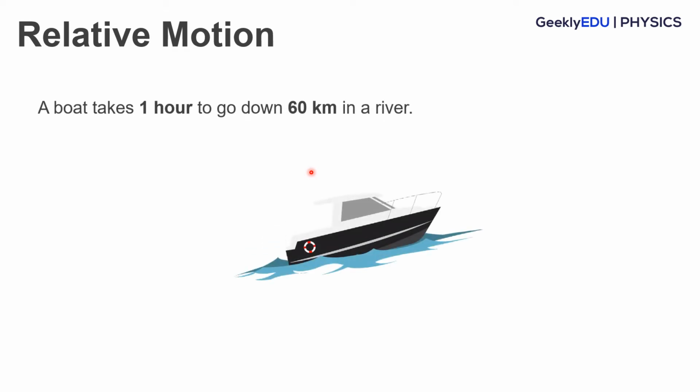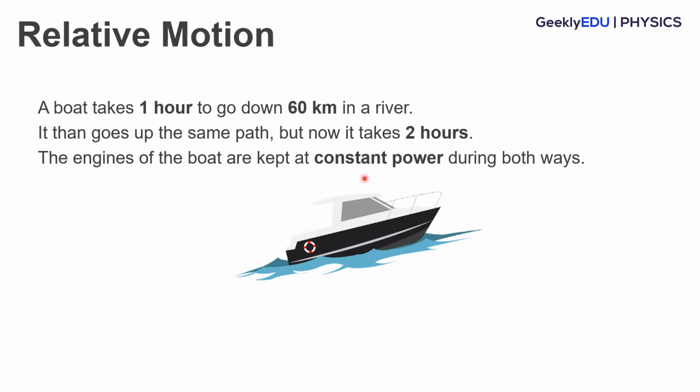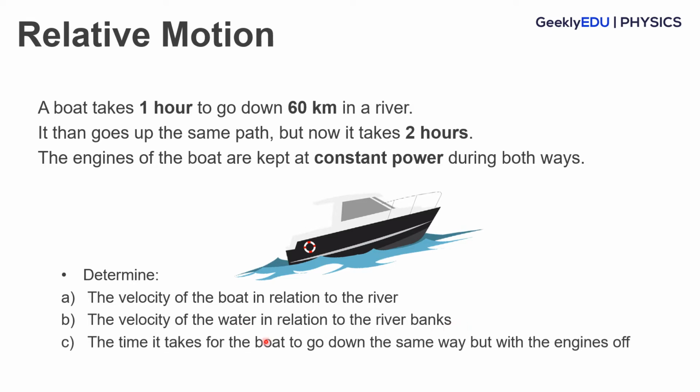We have a boat that takes 1 hour to go down 60 kilometers in a river. It then goes up the same path, but now it takes 2 hours. Let's assume that the engines of the boat are kept at constant power during both ways. So let's determine the velocity of the boat in relation to the river, the velocity of the water in relation to the riverbanks, and the time it takes for the boat to go down the same way but with the engines off.